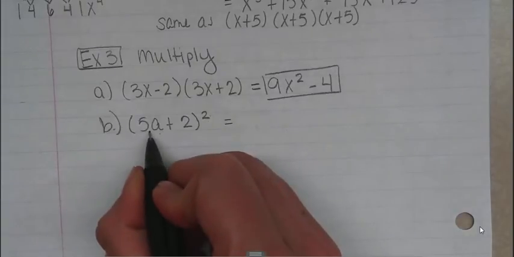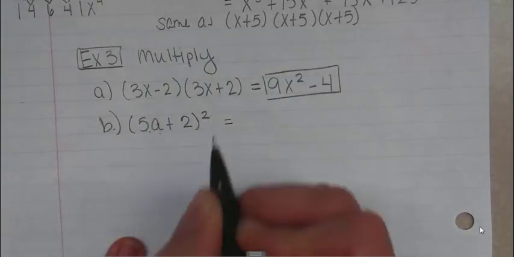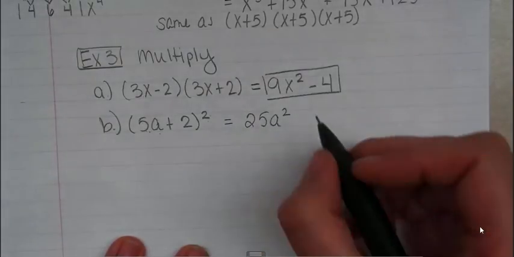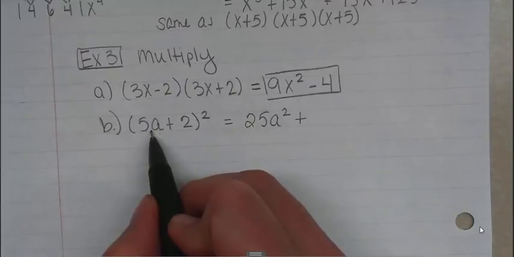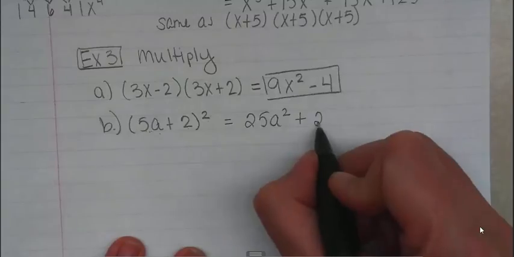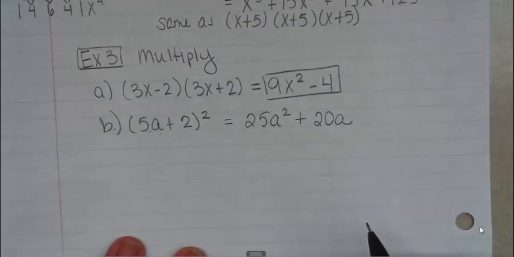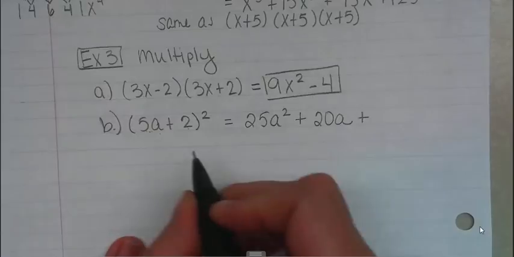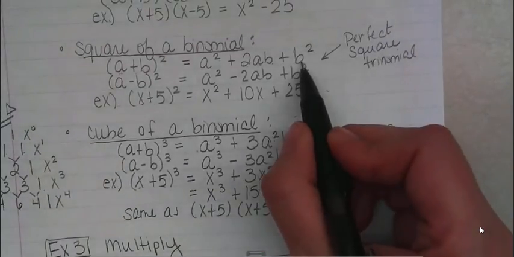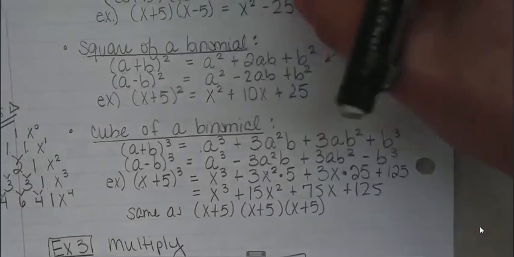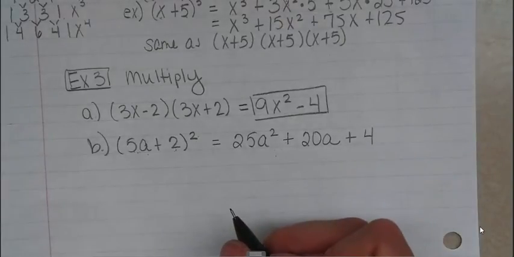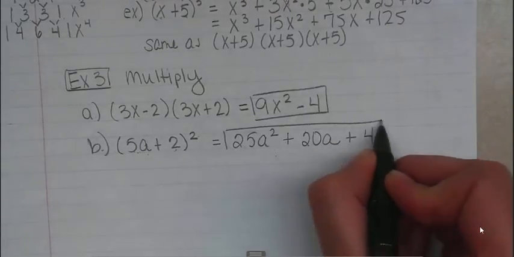So the first term does get squared. So 5a squared is really 25a squared. The middle term comes from 5a times 2, which is 10a, and then doubling that, which is 20a. And then the last term comes from taking that last term, squaring it. So 2 squared gives me 4. And voila, we're done. Look how quick that is, right?